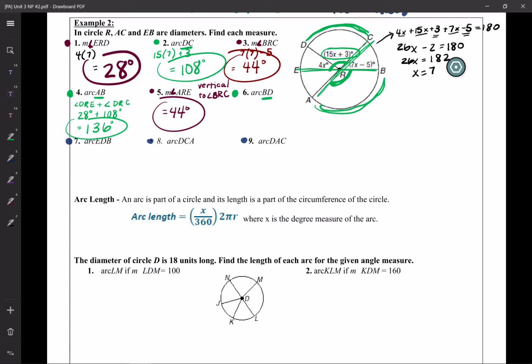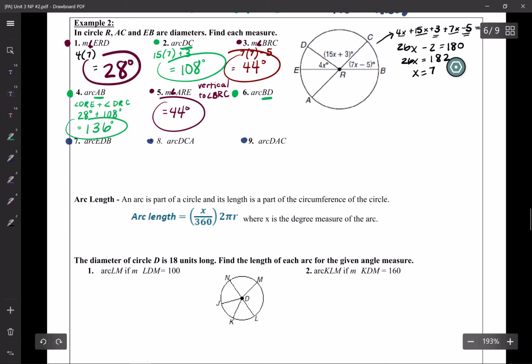Okay, and then last but not least, arc BD. Let me clear this off so it's easier to see. Arc BD, that's this arc right here, is going to be the sum of these two smaller angles over here. So that's angle DRC plus angle CRB.